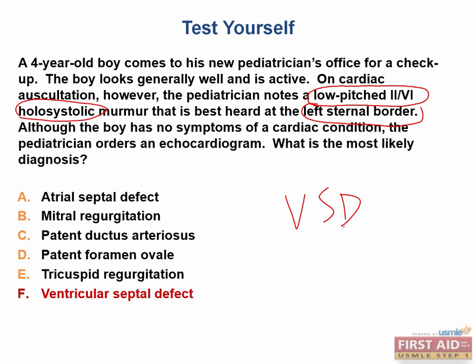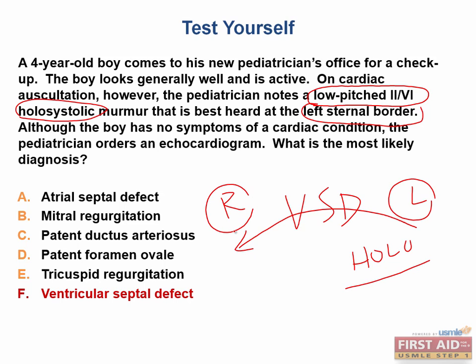When the ventricle contracts, it will project blood across the defect from left to right. When is the left ventricle contracting? Throughout all of systole, so a holosystolic murmur. We're going to shunt from left to right, creating this murmur best heard at the left sternal border.